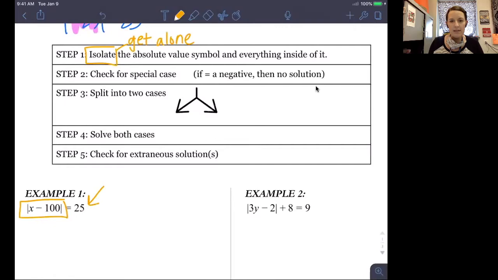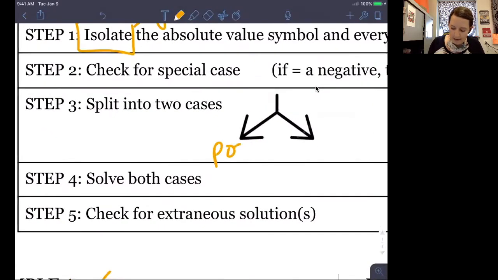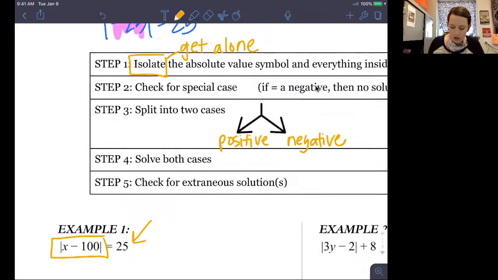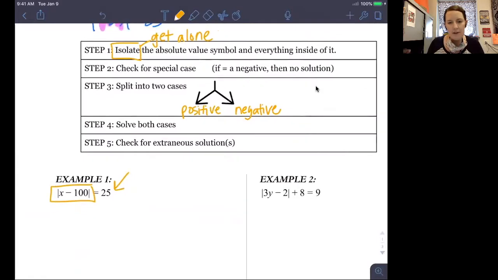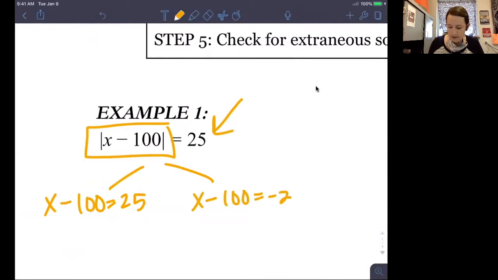So this is where we split into our two cases. We're going to have a positive case and a negative case. This is what I was mentioning right at the beginning. We don't know if what's inside these absolute values is equivalent to positive 25 or negative 25, because regardless of the sign before we take the absolute value, our answer is always going to be positive. So we're going to split it into two cases, and we're going to say x minus 100 equals positive 25, and x minus 100 equals negative 25.